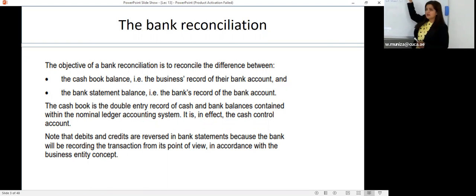If balance as per cash book debit is favorable, balance as per bank statement credit balance is favorable. It means that the organization is going to receive the money from the bank. If the salary is credited in your account, it means it's a good thing. Got it? So balance as per bank statement, if it's credit, it's favorable.